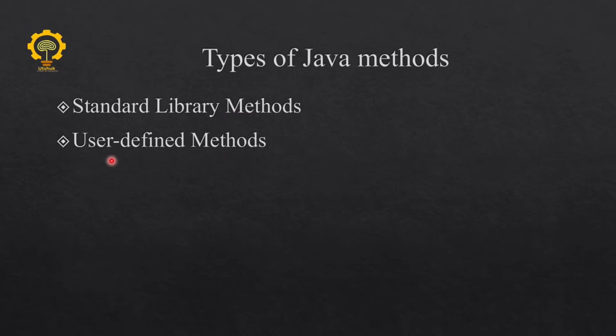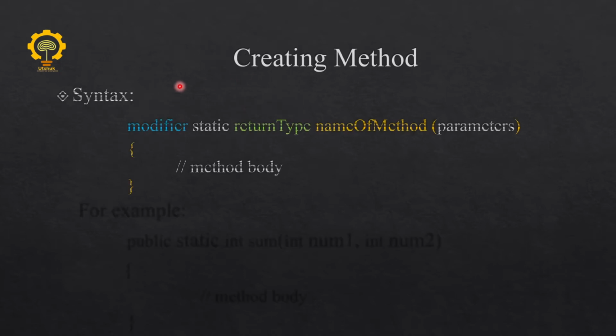In user-defined methods, we create our own methods. We can create a method like this. It's the basic syntax for creating a method. Here is a modifier and the static keyword, the return type, the name of the method, and the parameters or arguments that the method takes. And this one is the method body.